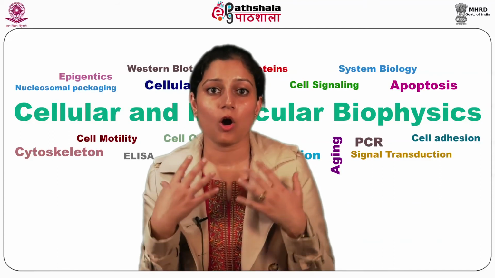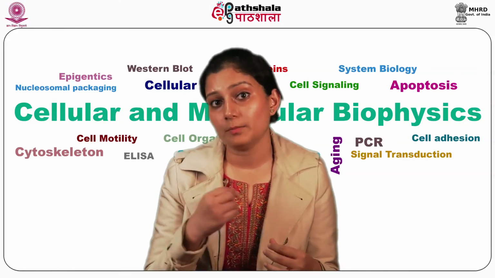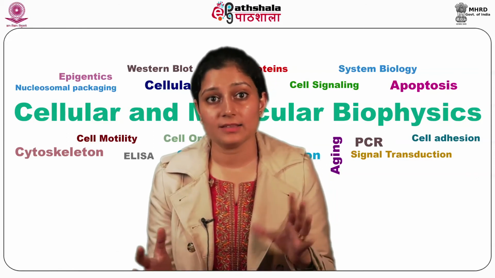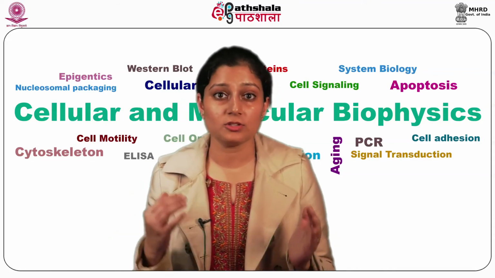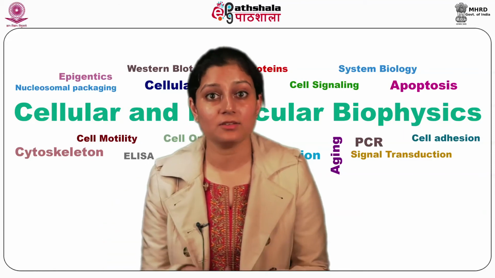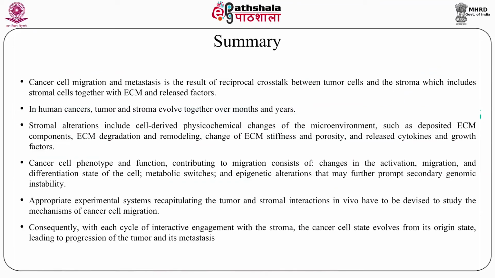The stromal alterations include cell-derived physicochemical changes of the microenvironment, such as deposition of ECM components, ECM degradation and remodeling, change of ECM stiffness and porosity, and released cytokines and growth factors. Cancer cell phenotype and function contributing to migration consists of changes in the activation, migration and differentiation state of the cell, the metabolic switches in the cell as well as epigenetic changes that may further prompt secondary genomic instability.